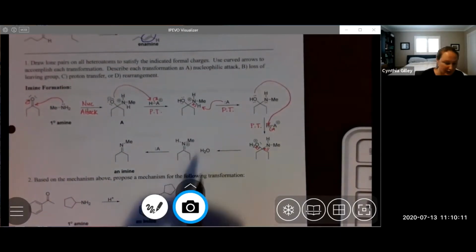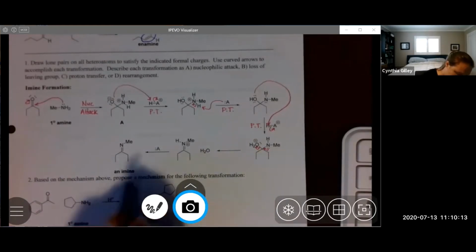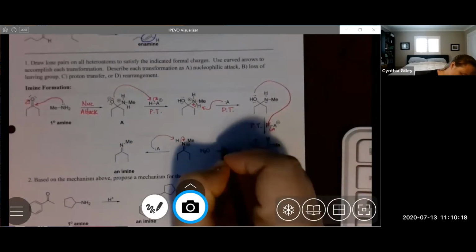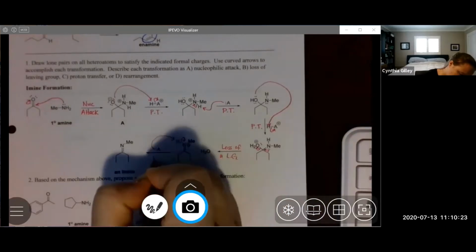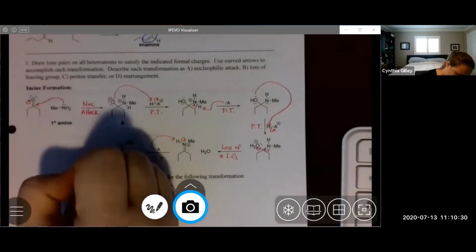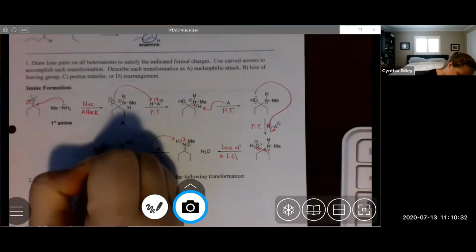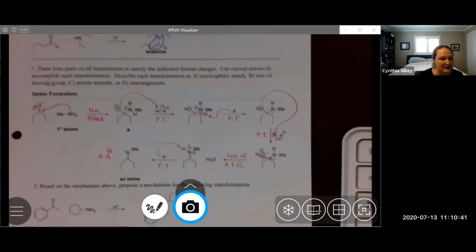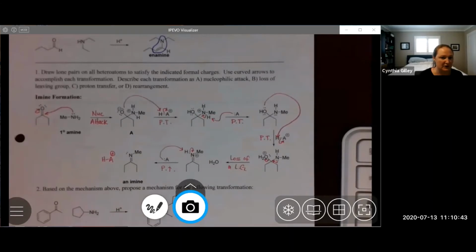We're very close to the product. We just need to do a final proton transfer here. This was loss of a leaving group. Another proton transfer to generate the product. And some HA, which is a catalytic amount of acid needed, use it and generate the reaction. So that's the overall process for imine formation.